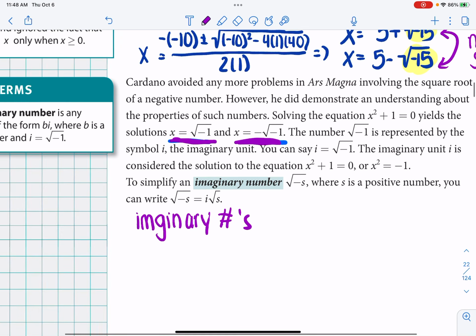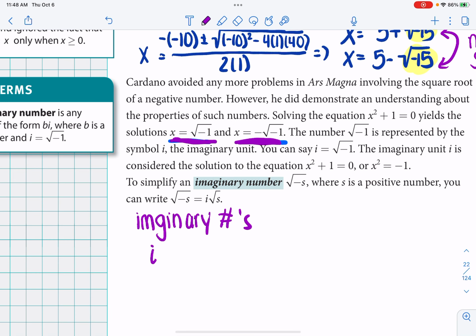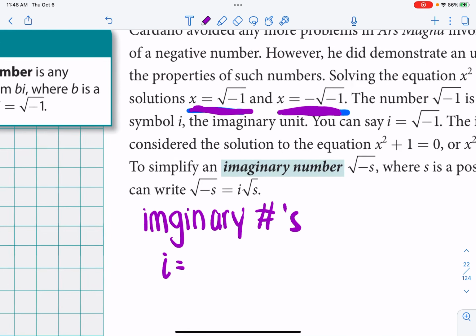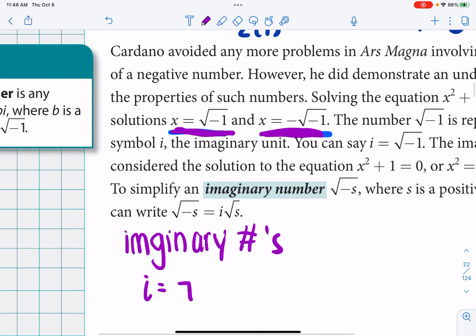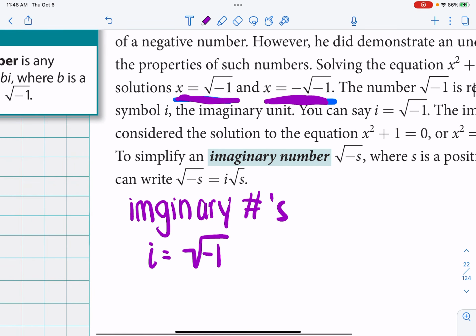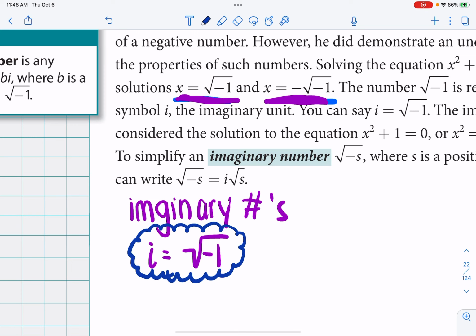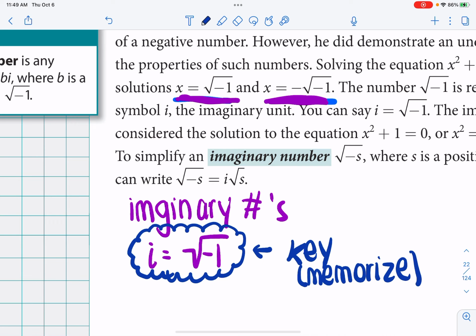We are talking about i, the imaginary number. What Cardano proposed is that i is going to represent the square root of -1. This is going to help you with how to solve these, so either circle these or underline them. This is key in understanding. You need to memorize that the square root of -1 represents i.